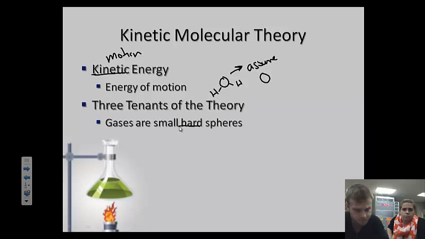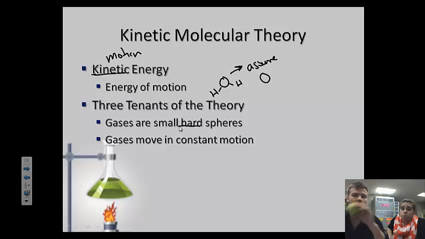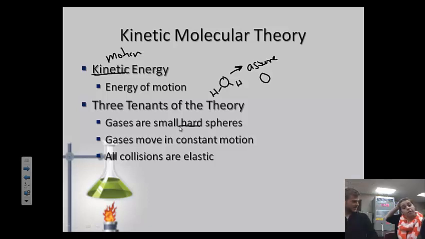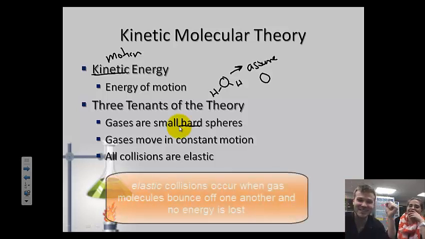Also, these gases are constantly moving. You're going to learn that gases are constantly bouncing off one another. They're super hyper in comparison to the liquid or the solid. And lastly, these gas molecules, these balls, collide. When they collide, it's called elastic. This is not the elastic like a rubber band, or Miss Morris's hair tie. It's slightly different. Scientists mean that when gas molecules collide, no energy is lost. So it's a perfect collision, and that's what an elastic collision means.